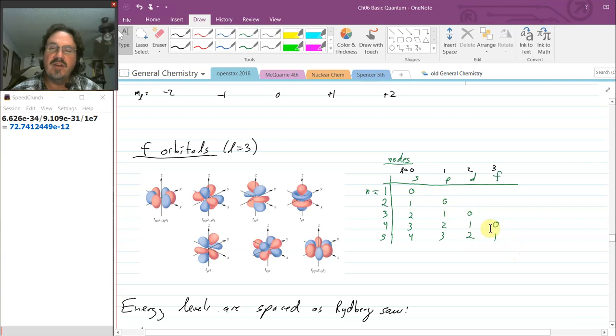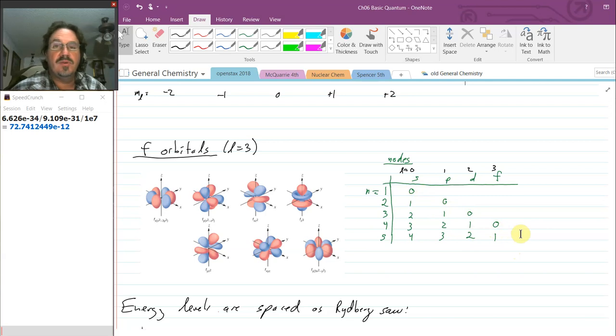They start at a different energy level because, again, the n equals 1 level, the first level, can only have an S, whereas the second level has both an S and a P, and the third level S, P, and D. And so they start at an increasing principal quantum number, and so do the nodes then as well.